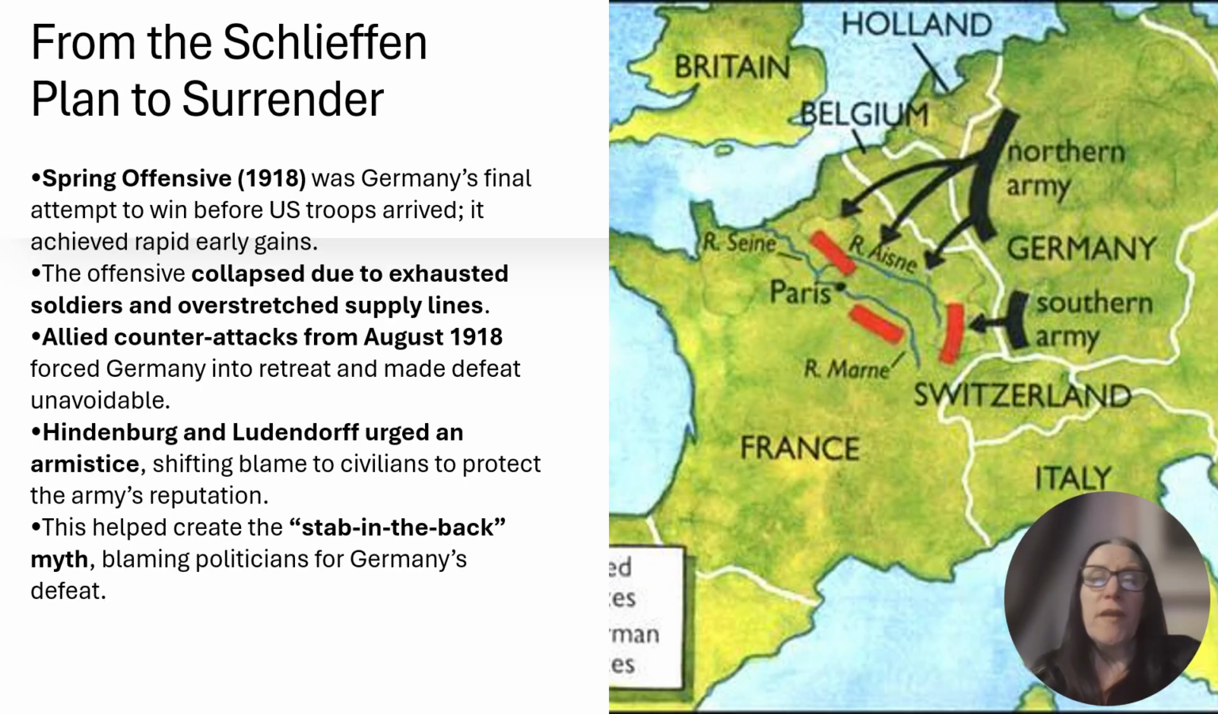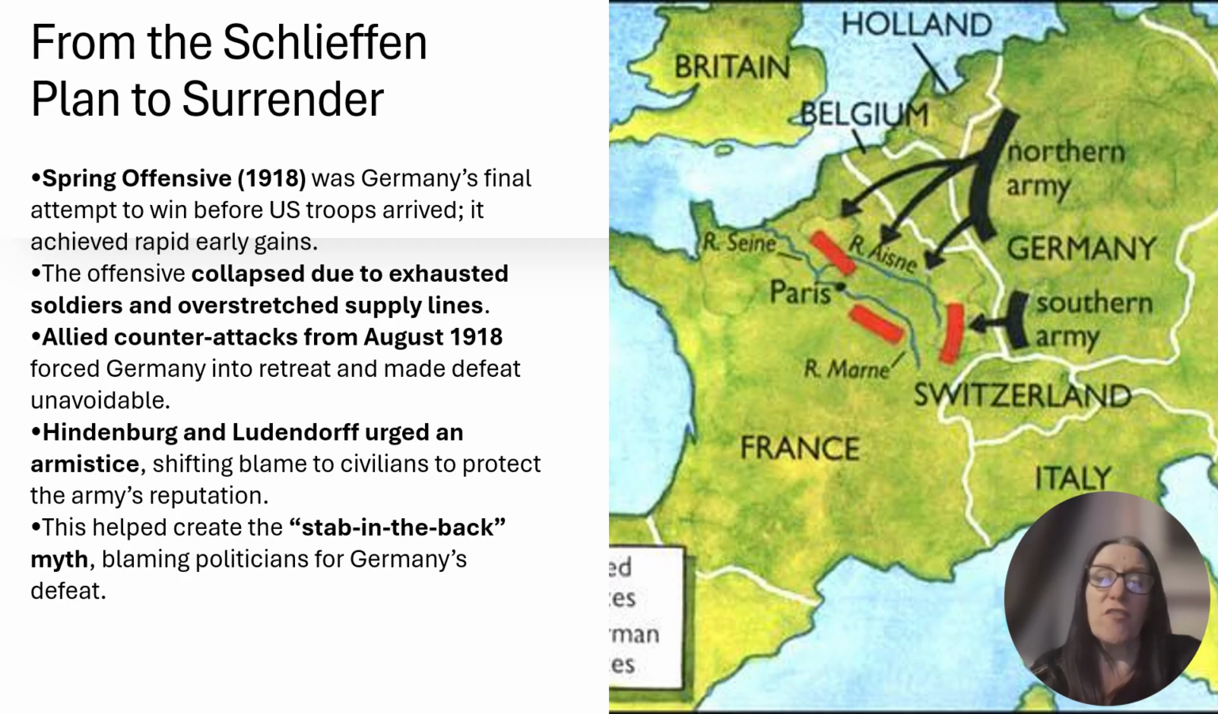So now let's zoom in on the military situation, because the exam often asks you about the consequences of military failure. Germany's last gamble was the Spring Offensive in 1918, also called the Ludendorff Offensive. The idea was to hit the Western Front hard before American troops arrived in large numbers, and initially it worked. Germany made more territorial gains in days than had been achieved in years.